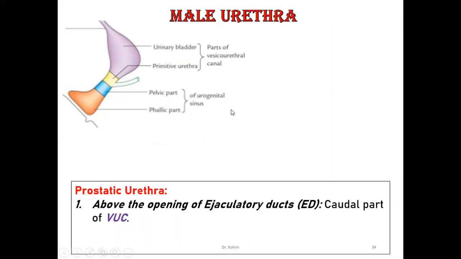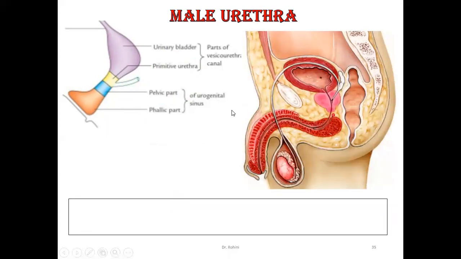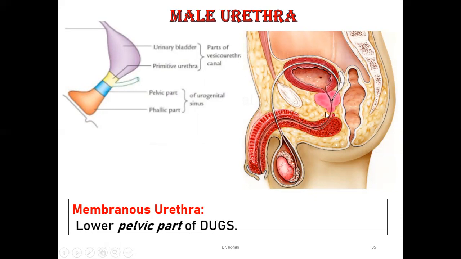Next is the membranous urethra. Membranous urethra is the one which is just adjacent to, just after, the prostatic urethra. A small part is the membranous urethra. It develops from the lower part of the pelvic part of the definitive urogenital sinus. So just adjacent, the cranial part of the pelvic part of the definitive urogenital sinus was giving rise to the prostatic part. The caudal part or lower part of the pelvic part of the definitive urogenital sinus will form the membranous urethra. Okay, this part. So the pelvic part gives rise to the caudal part of the prostatic and the membranous urethra.